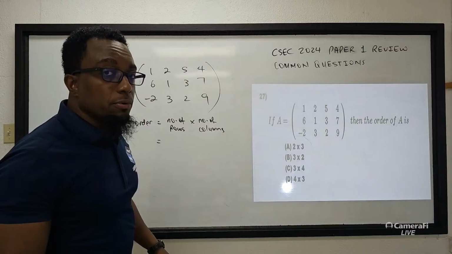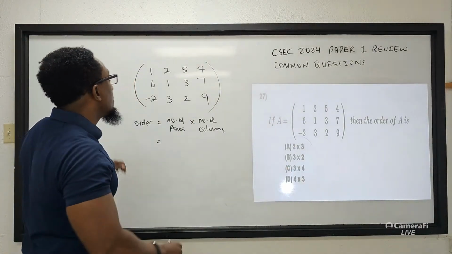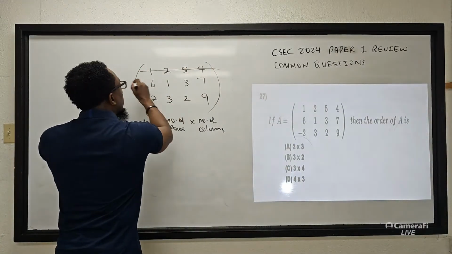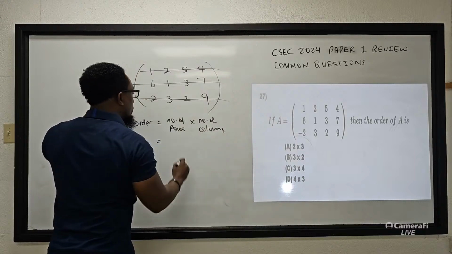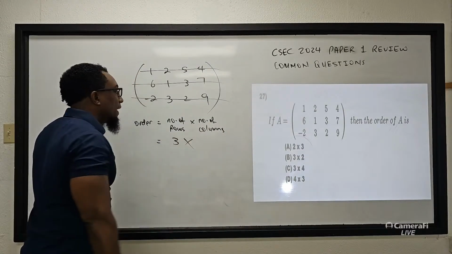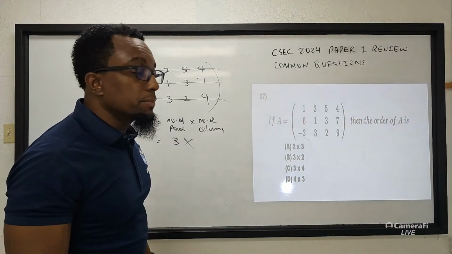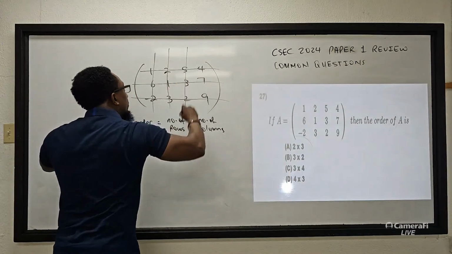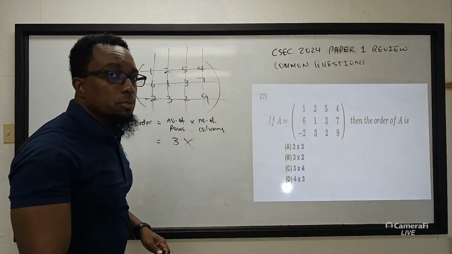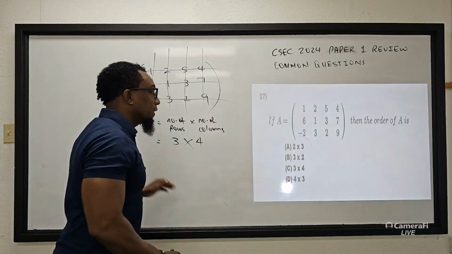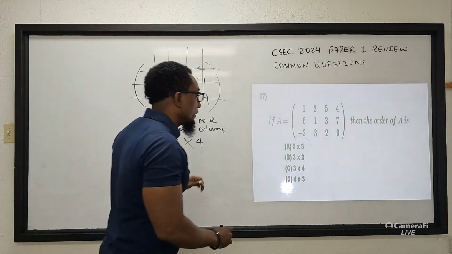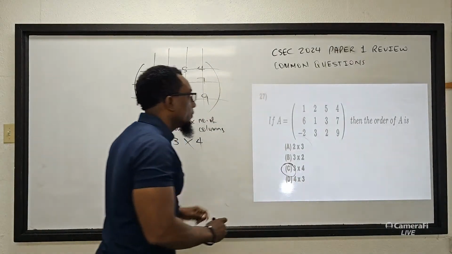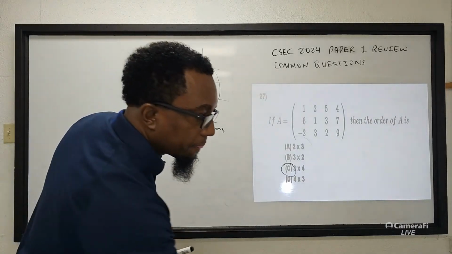Your rows always run horizontally. So the number of rows here will be what? 1, 2, 3 rows. Multiplied by the number of columns. The columns run vertically. So we have 1, 2, 3, 4 columns. Therefore, the order of this matrix will be a 3 by 4 matrix. So the answer is C, 27.